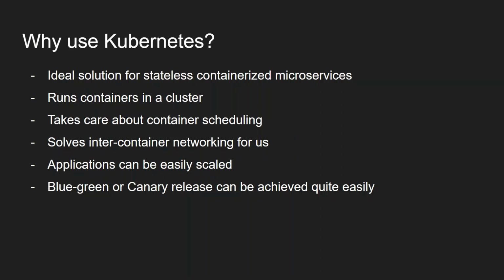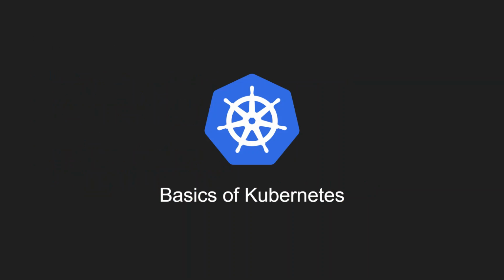So Kubernetes itself is running containers in a cluster. It takes care of the scheduling of the containers. It takes care that all the containers are running almost all the time, or tries to keep them running all the time. It solves the inter-networking connection between the containers for us. And then we can quite easily scale the application up and down if we need to do so. So let's dive into the basics of Kubernetes first.